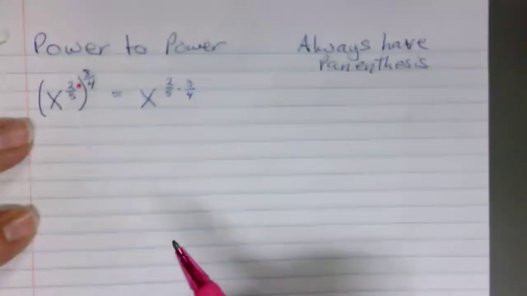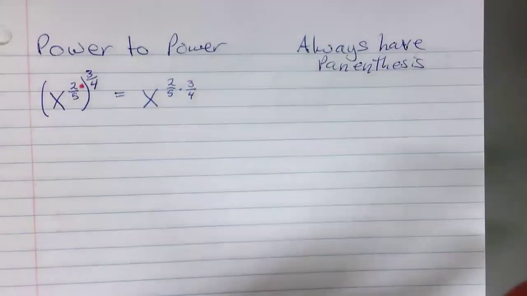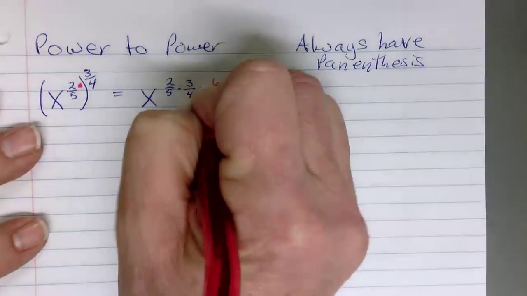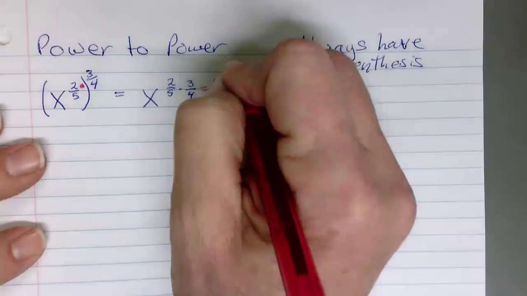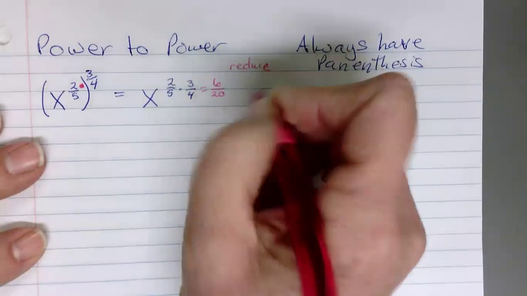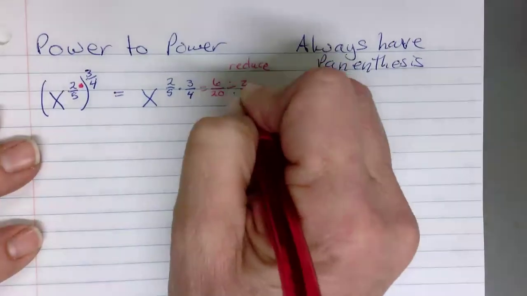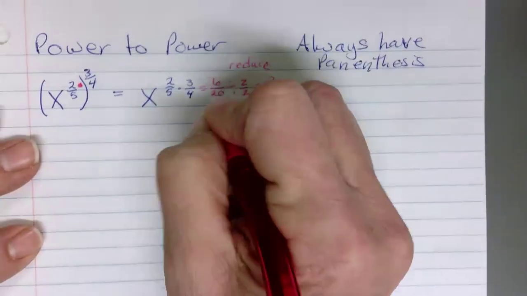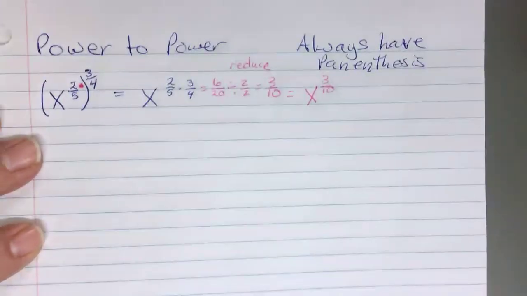Now, again, you could reduce now. I could see that the 2 goes into the 4 and I could reduce that. But I'm going to wait to reduce just because that's how we've been doing it so far. So 2 times 3 equals 6. 5 times 4 equals 20. And now we're going to reduce. We can see that they're both even numbers, so I can reduce by 2/2. 6 divided by 2 equals 3. 20 divided by 2 equals 10. So our answer would be x to the 3/10.